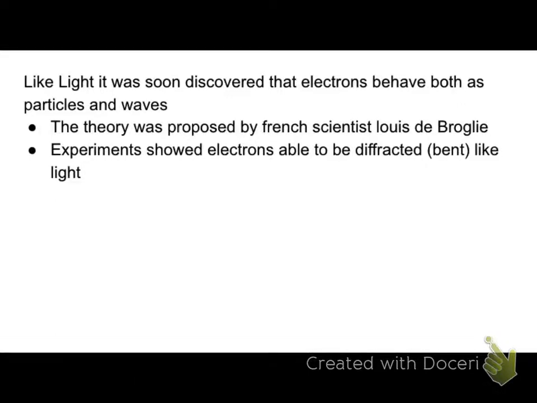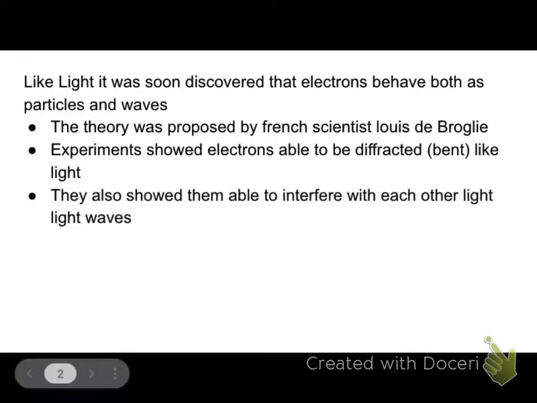Diffracting means bent. So if you ever passed light through a substance, you will notice that it bends. This is why if you put a pencil in a cup of water, the pencil looks like it's broken, like it's not lining up where the water meets. And that's because as light moves out of the air and into the water, it bends. Okay? Same can be true of electrons. They can be bent. And then also, they are able to interfere with each other. Okay? So light waves can interfere with each other.